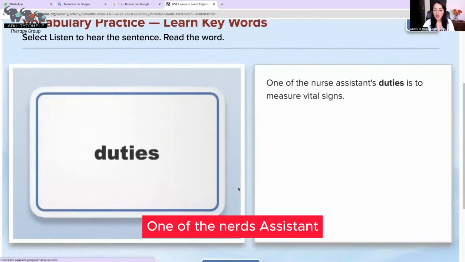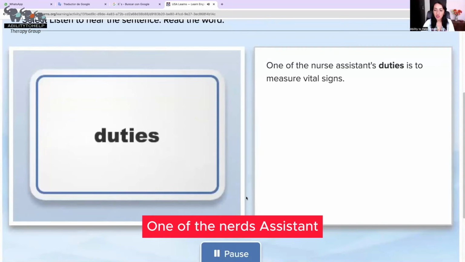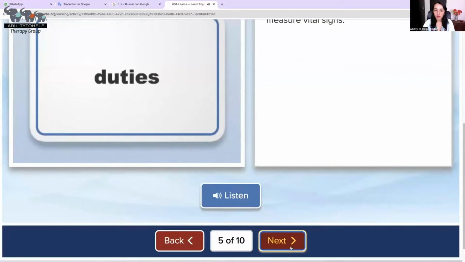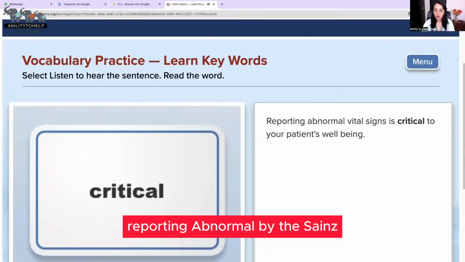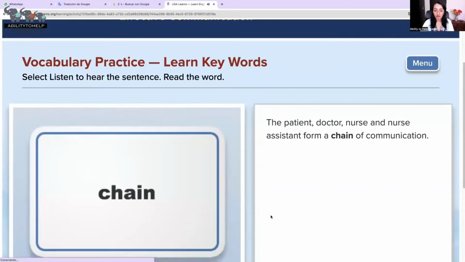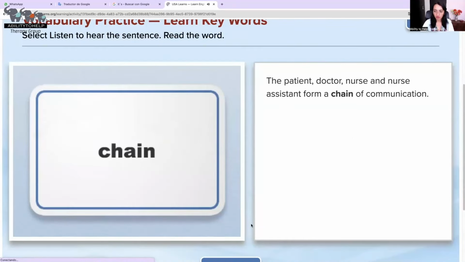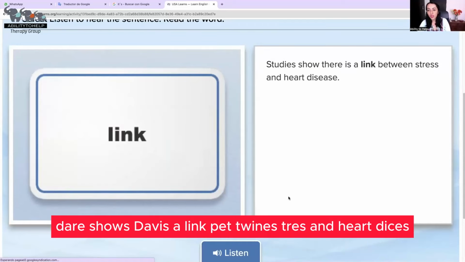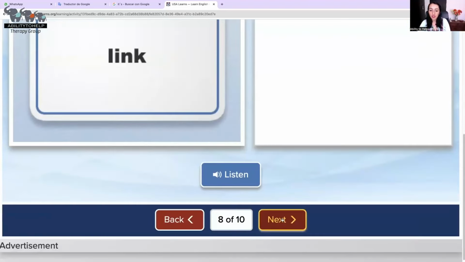One of the nurse assistant's duties is to measure vital signs. Duties. Reporting abnormal vital signs is critical to your patient's well-being. The patient, doctor, nurse, and nurse assistant form a chain of communication. Studies show there is a link between stress and heart disease.